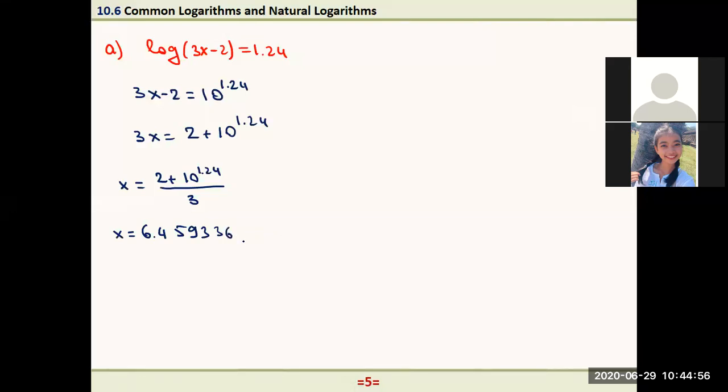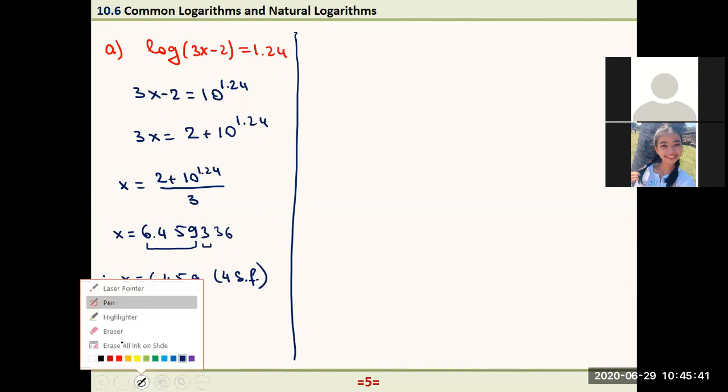All right. So if I want to write this correct to 4 significant figures, starting from the first non-zero digit, that is 6. Take the first 4 digits. So these are 4 digits, 1, 2, 3, 4. And the next digit is less than 5, so I should just drop this. So the answer is x equals 6.459, correct to 4 significant figures. Okay, this is how we solve this kind of logarithmic equation.